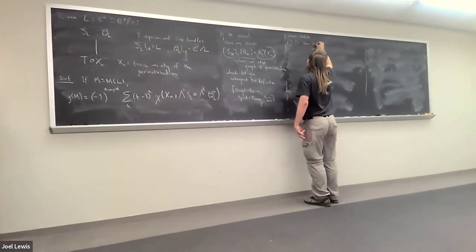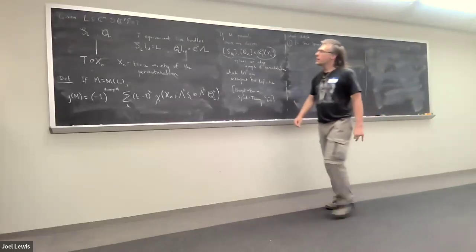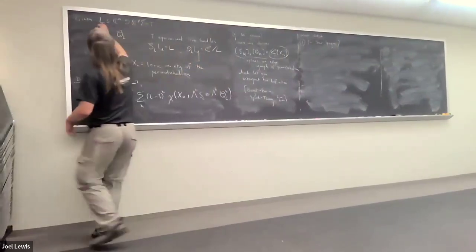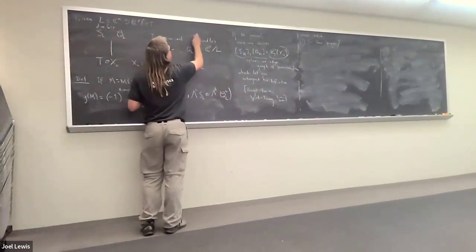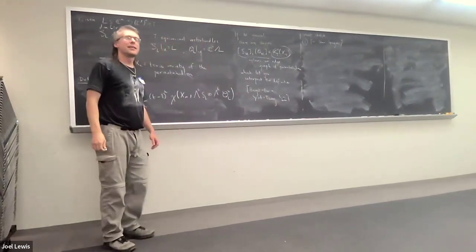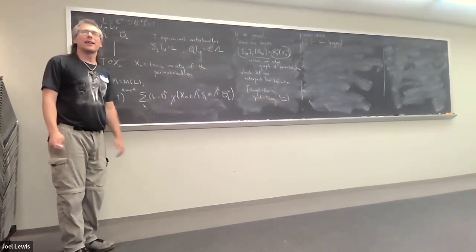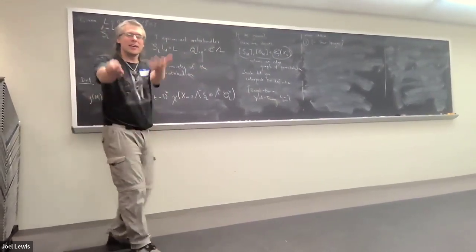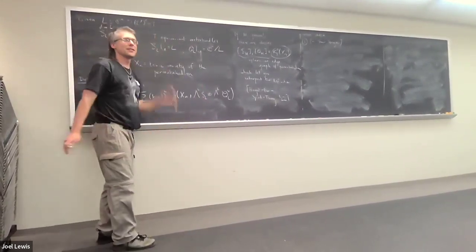Only one question. L was a one-dimensional space? L can be any dimension. Oh, I know. But then why line bundle? Oh, because I said, I hope I said vector. Did I say vector or did I say line? Vector bundles, of course. Yes, thank you.